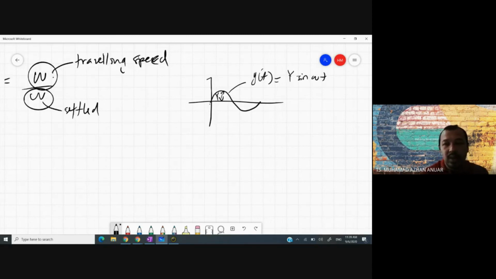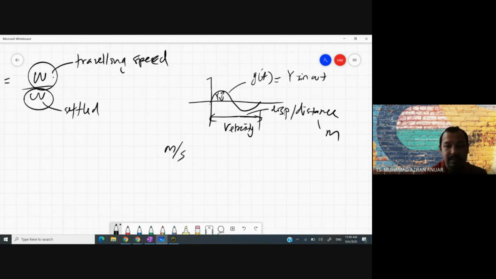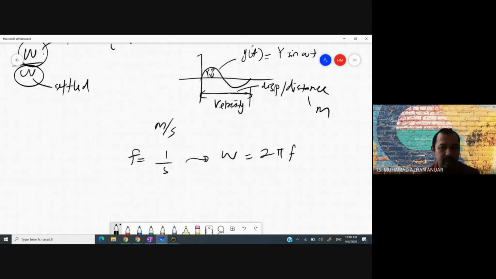All right, so this distance for a car to travel from this one to this one, you have the speed, the velocity. And then this distance, you also have the displacement, or we call it distance. We know that velocity has the unit meter per second, distance is meter, and frequency is 1/second. Just look at the units first. And we know omega is equal to 2 pi f, which is in radian per second.